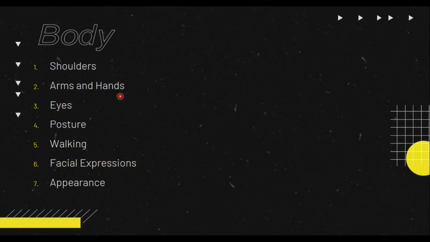Okay? Because it will signal that you are not comfortable. Or it signals that you are nervous. So that's why it's important to have eye contact. Next, posture. Good posture, especially when speaking, signals control, courage, authority, and belief.